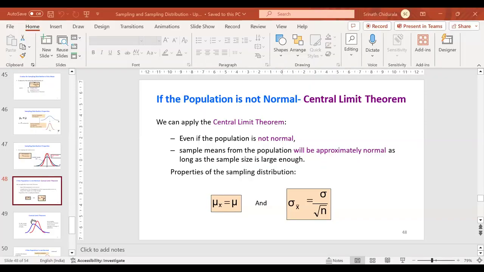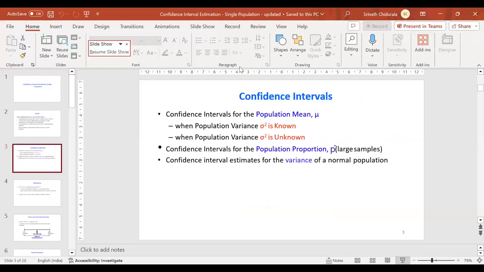Shrikant, are you sharing something? We are only seeing the PowerPoint. Now can you see it? Yeah, now we can see the confidence.